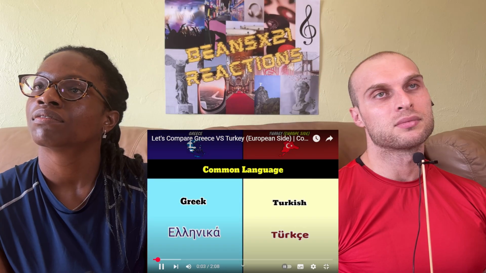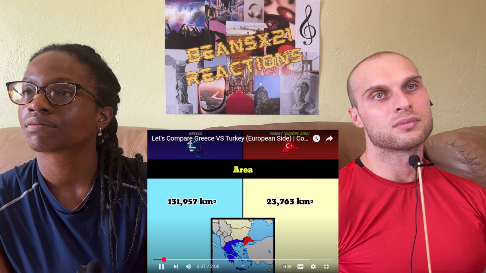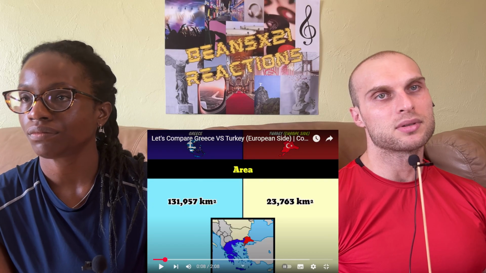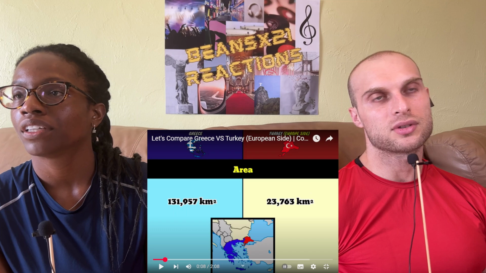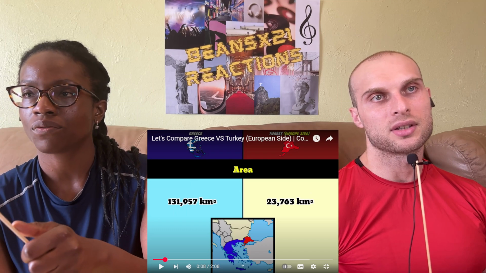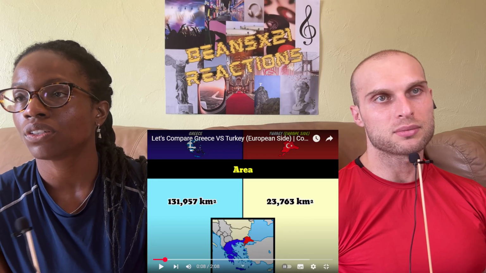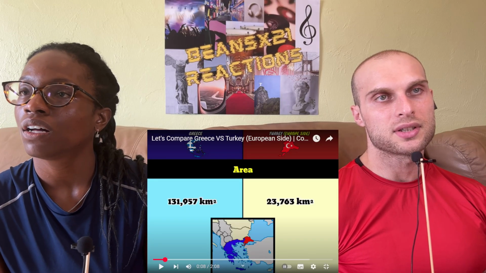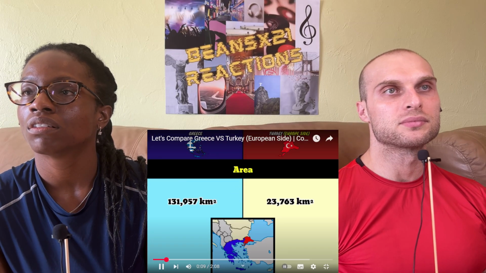Common languages: Greek, Turkish. Area: 131,957 square kilometers, 23,700. Here, you see the map? Yes. So where is the European part of Turkey? The red. Just this part. And the gray would be the rest of Turkey. Oh, okay, so just the red is the European part. Oh, very small. 163 square kilometers.